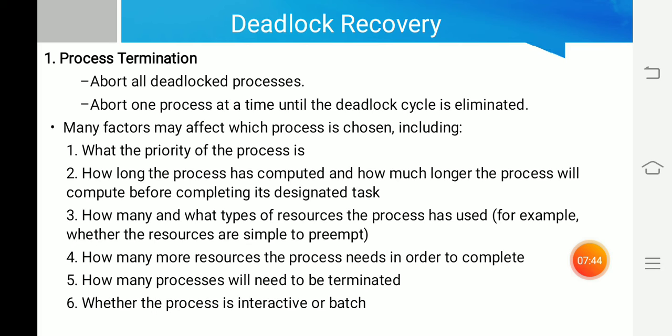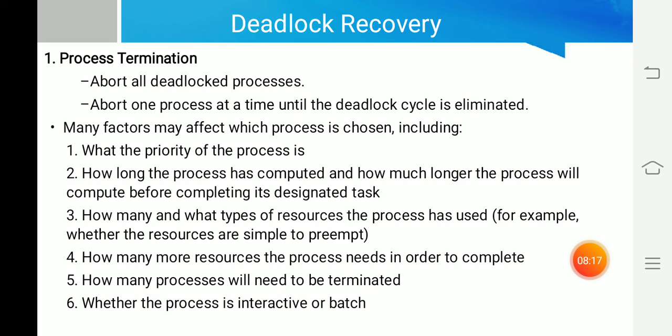Then the deadlock recovery. Now the deadlock has happened. We have to now recover from that deadlock. So the very first is process termination. What we do, we will just abort that process. We can do it in two ways. One is we can abort all the processes which are leading to the deadlock. Or we will abort one process, then check whether the deadlock still happens or not. If it happens again, we will abort one more process, then run the deadlock detection algorithm again.